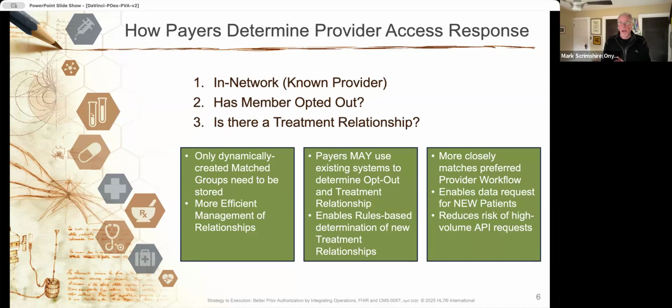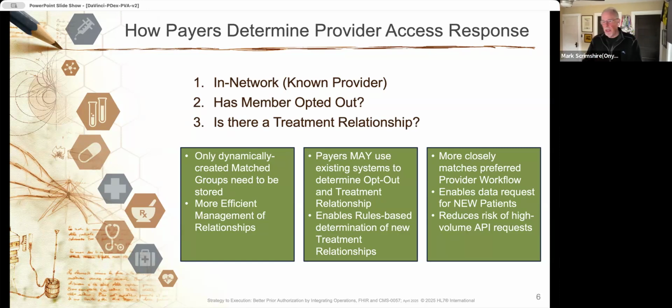So how do payers determine that response? Is the provider in network? Are they known, or do they have some sort of contractual relationship? There is the question of whether the member has opted out. That again is an easier thing to maintain, because with members by default being opted in, there are probably going to be a lot fewer members that have actually opted out. So you can manage that.